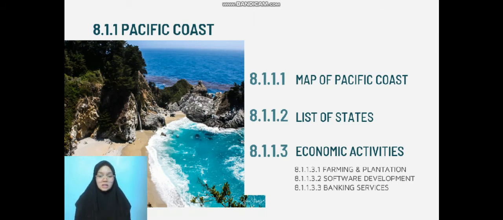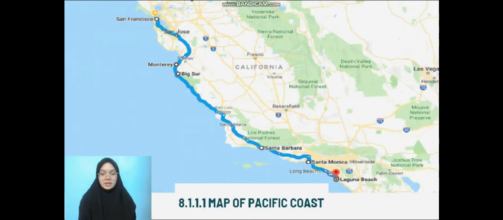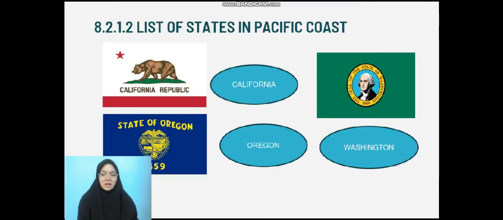Moreover, Los Angeles in the south also had major aircraft manufacturers, Lockheed and McDonnell Douglas, both now linked to Boeing, together with a variety of manufacturing and service industries. Here you can see the map of the Pacific Coast on your screen, and here is the list of states in the Pacific Coast, which are California, Oregon and Washington.